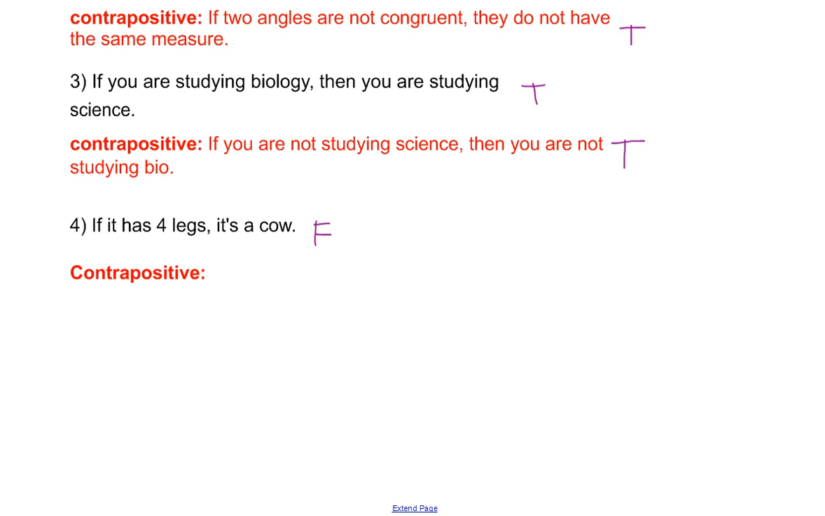What is the contrapositive of this statement? If it's not a cow, then it does not have 4 legs. Well, we know that that's not true. If it's not a cow, that doesn't mean it doesn't have 4 legs. It could be a mouse. It could be an elephant. It could be a giraffe. So the contrapositive is false because the conditional is false.